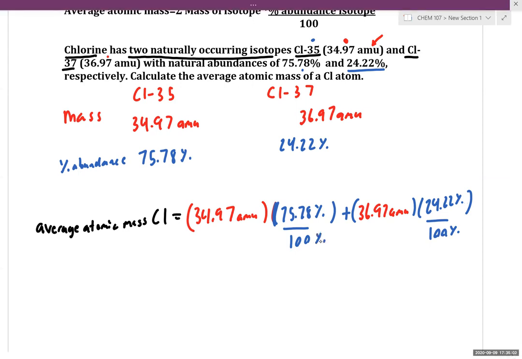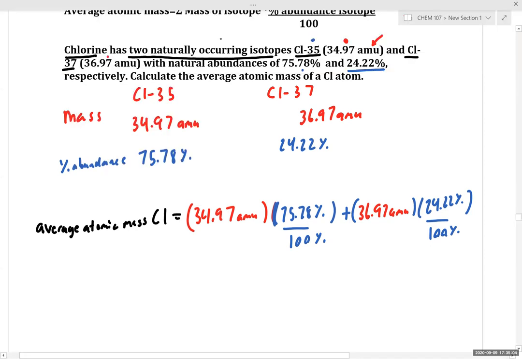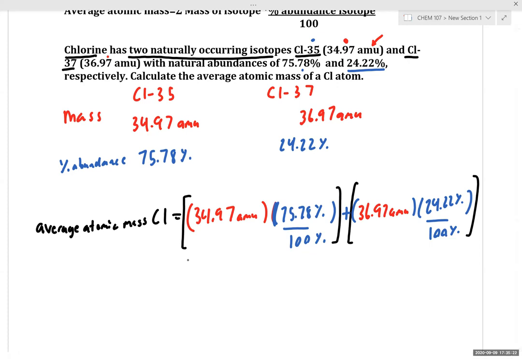And now we're going to punch this into our calculator. In your calculator, you're going to want to enter each of these multiplication terms in parentheses. So punching this into our calculator, we have 34.97 times 75.78 over 100. So from the first step, you should get 26.500266 AMU. I'm just showing this as a placeholder.